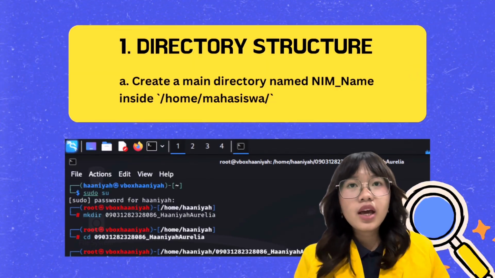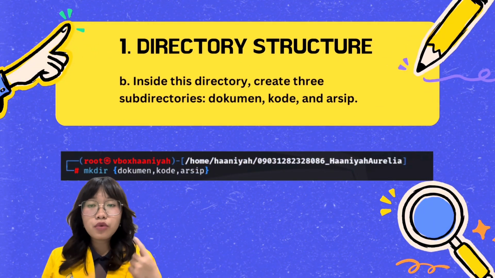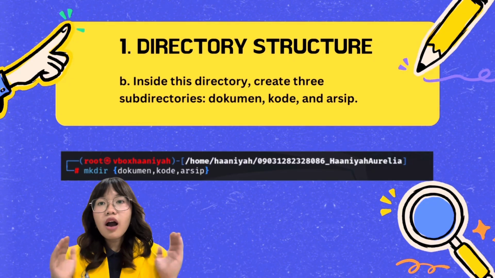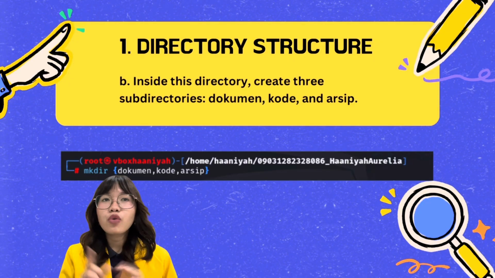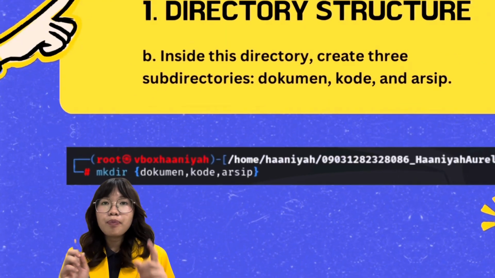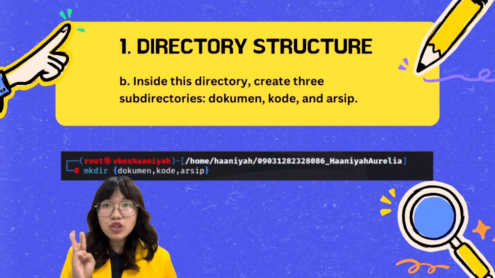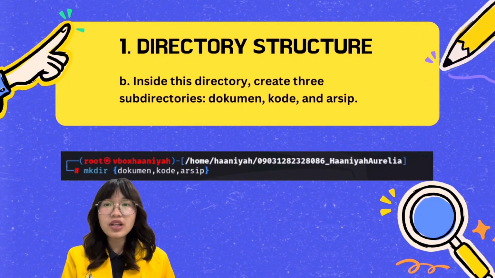And number B, inside this directory, create 3 subdirectories: document, kode, and arsip. After entering the main directory, we need to create 3 subdirectories named document, kode, and arsip. To create them all at once, use the following command: mkdir document kode arsip. With this format, 3 subdirectories will be created immediately without having to type mkdir 3 times.